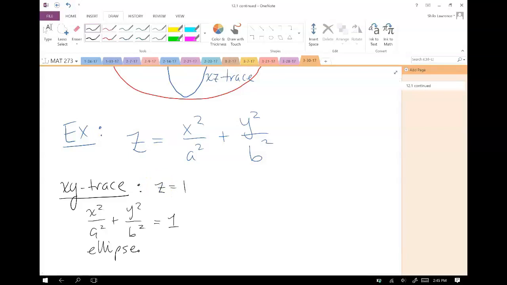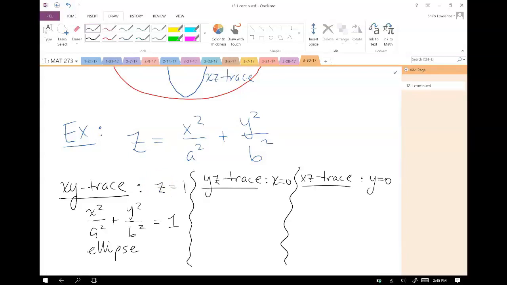Now for our other two traces, I would use 0. If we let x equals 0 to find the yz trace, what two-dimensional equation are we left with? We're going to have z equals y squared over b squared. The b is just a number, so don't let that mess you up. If I have a single linear variable equal to a squared variable, think back to what we would do in algebra class with that kind of equation. What would that graph look like? If it was just y's and x's, what would it look like?